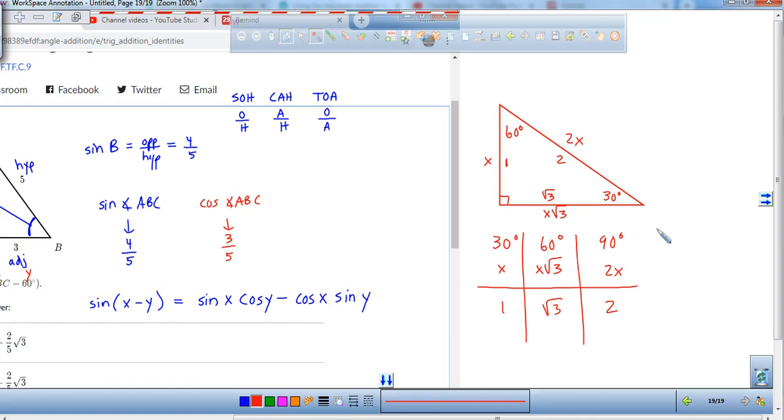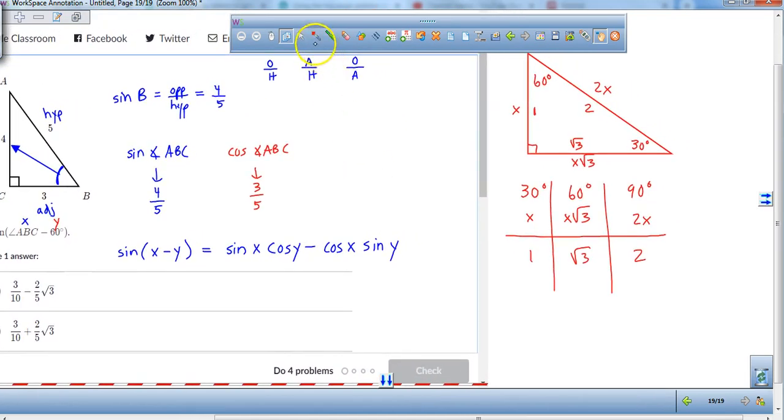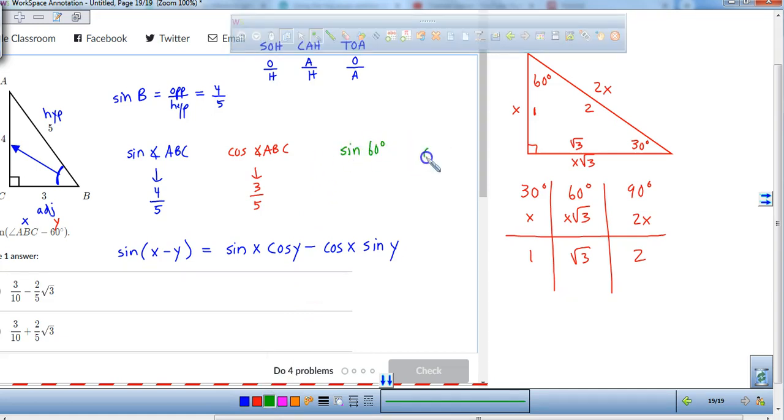So, it asks us, we're going to have to find two different things. We are going to have to find the sine of 60 degrees and the cosine of 60 degrees. Because this is going to be our angle x, that's going to be our x, and I'm going to use this as our angle y. Right? So, what is the sine of 60 degrees? Well, let's check it out.